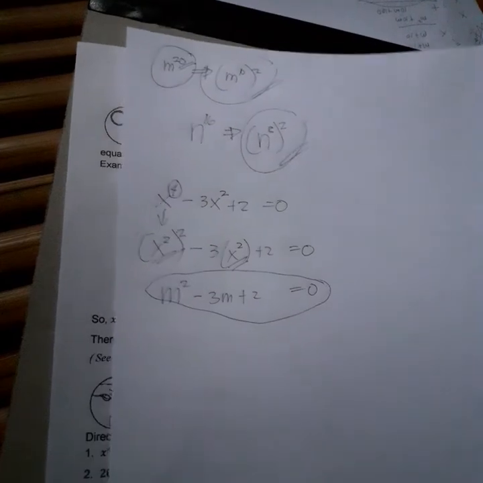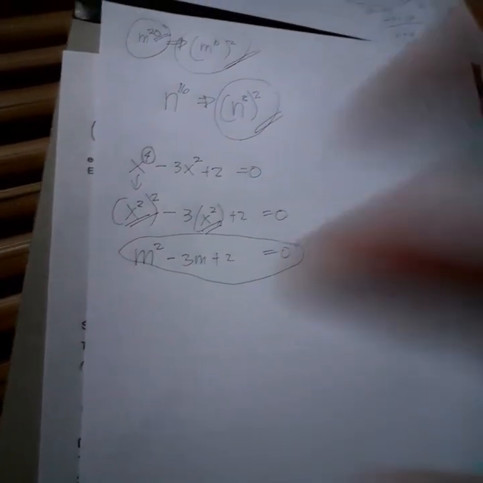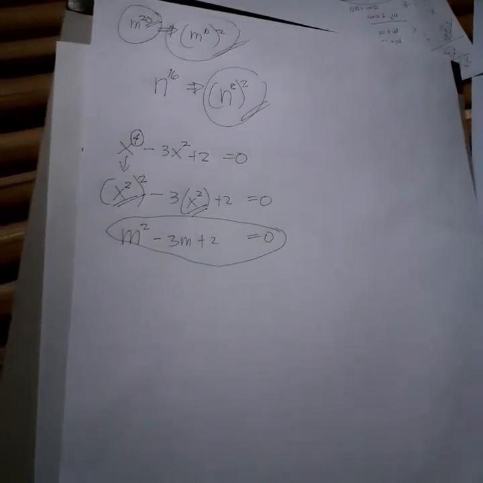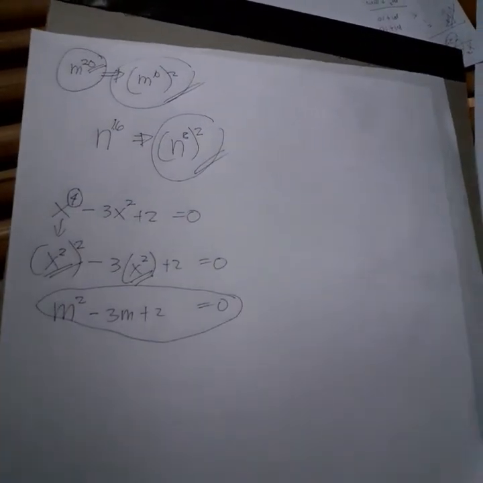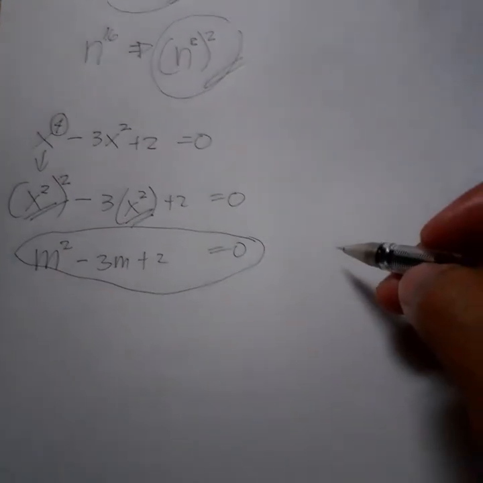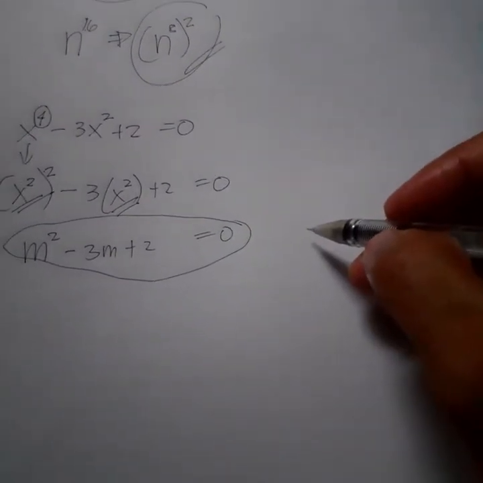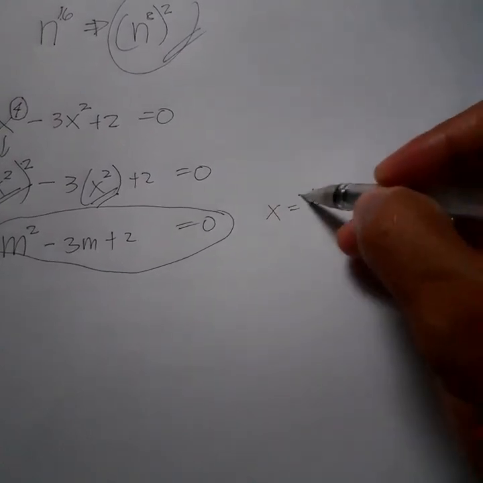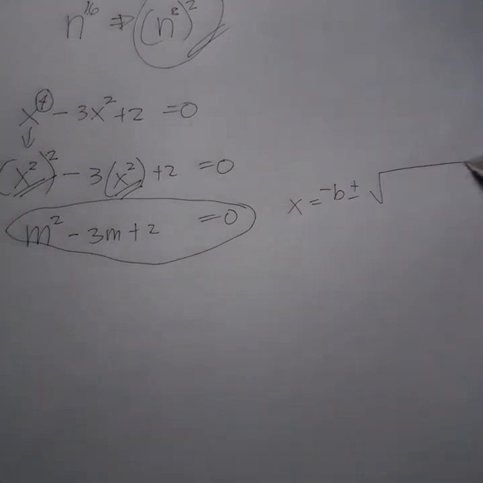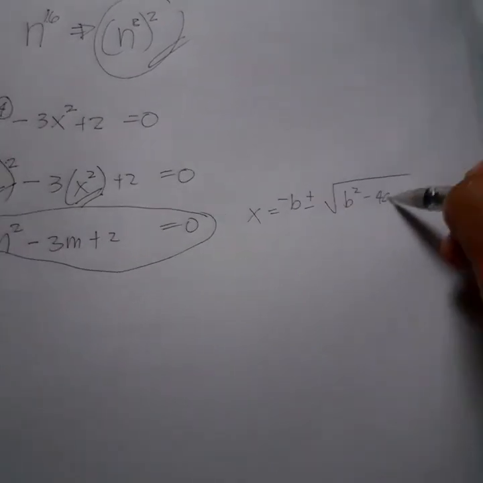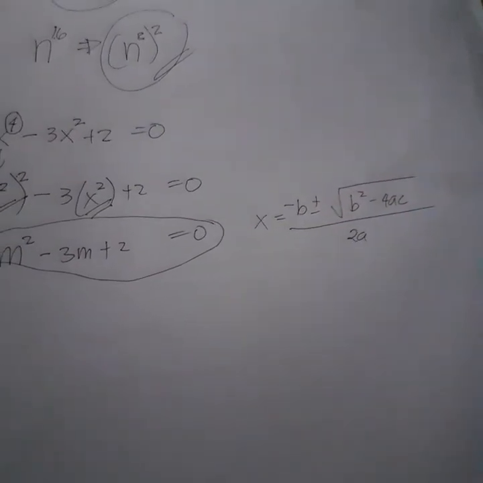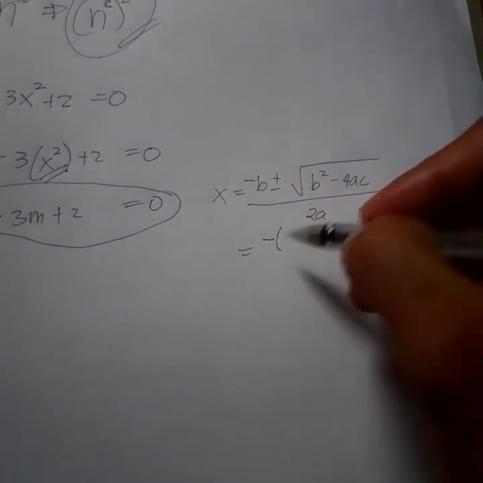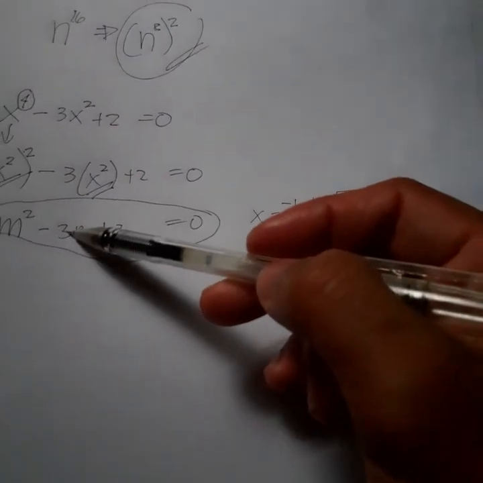Okay, to find the roots, there are four methods. Let's try to use the quadratic formula. How to solve using the quadratic formula? x is equal to negative b plus or minus the square root of b squared minus 4ac, all over 2a. Then, what is our b? Our b is negative 3.